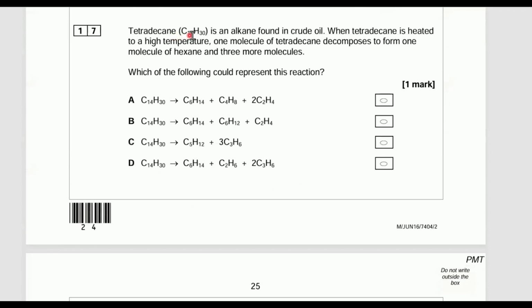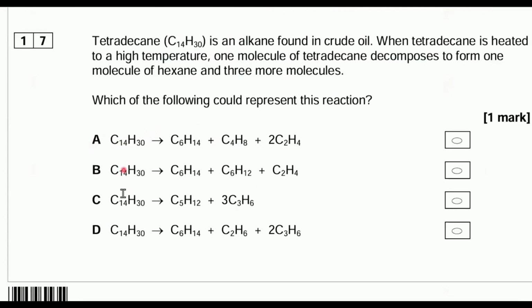Okay, tetradecane C14H30 is an alkane found in crude oil. When tetradecane is heated to a high temperature, 1 molecule of tetradecane decomposes to form 1 molecule of hexane and 3 more molecules. Which of the following could represent this reaction? So this is like a word trick game thing, right? All of these show tetradecane, so they're all correct about that. But they've told us it decomposes to form 1 hexane, and not all of these make hexane. Let's get rid of C. That makes pentane.